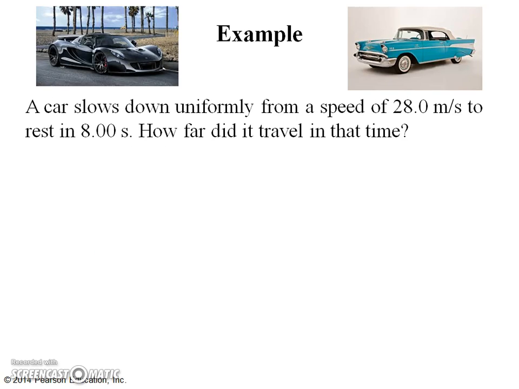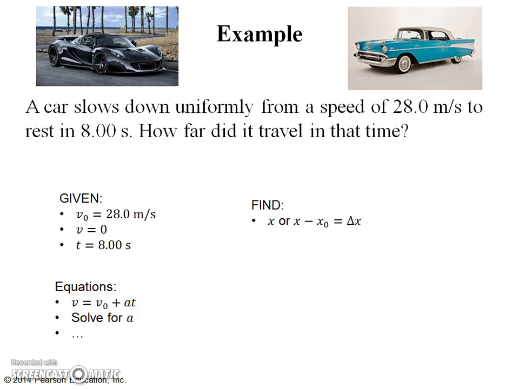Here's a harder example. A car slows down uniformly from a speed of 28 meters per second to rest in 8 seconds. How far did it travel in that time? The givens for this problem are that it has an initial velocity of 28 meters per second, and the final velocity is 0. The time is given at 8 seconds. We want to again find the displacement.